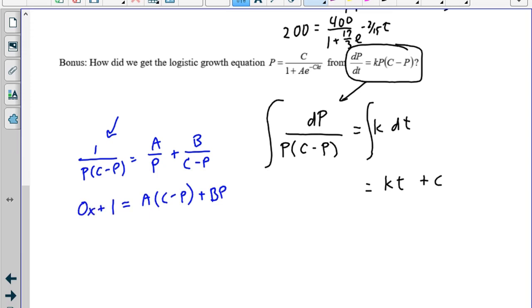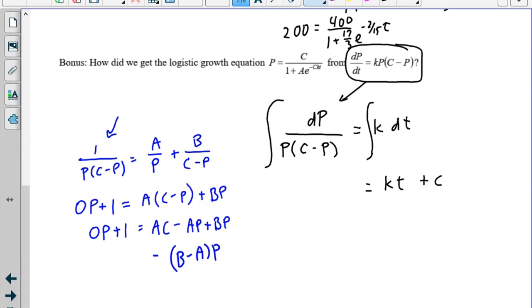Remember that 1 is the same thing as 0x plus 1. But in this case, our variable is actually p, so I'm going to make it 0p plus 1. So if I have ac minus ap plus bp equals 0p plus 1, notice that (b minus a)p equals 0p, which means that b minus a equals 0. And then I also know that ac equals 1, which means that a equals 1 over c, which means that b is also equal to 1 over c.